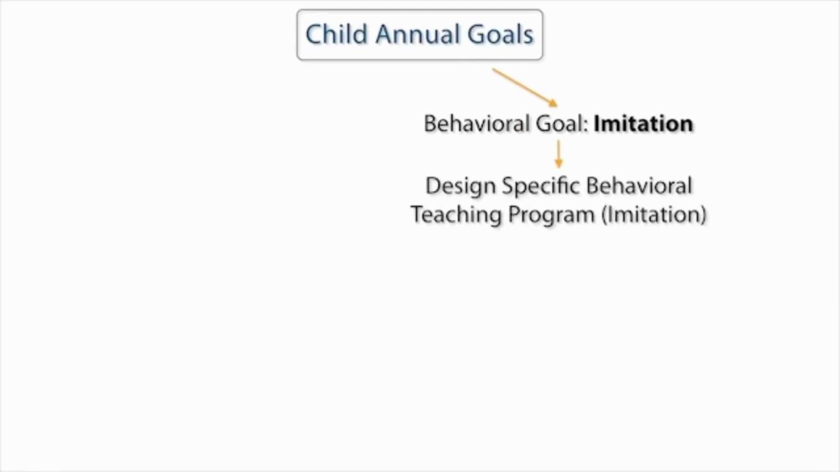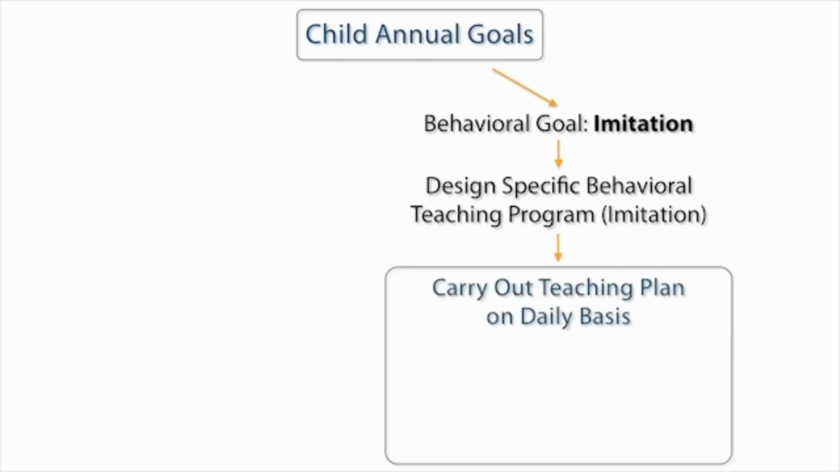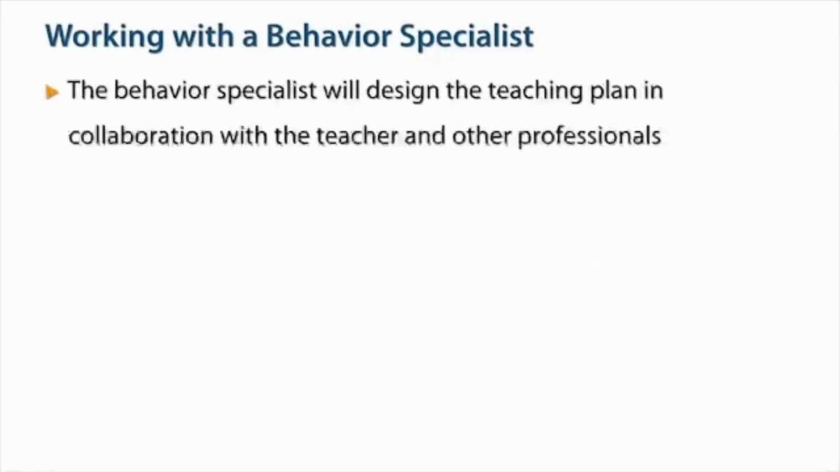First, a very specific behavioral teaching program or plan needs to be designed and written. This plan specifies in much detail everything that must occur each time someone works with this child on imitation skills. Once the plan has been written, someone must carry out the procedures in the plan, and that includes working one-on-one with the child, collecting data during the teaching sessions, graphing the data, and sharing the teaching results. The behavior specialist is responsible for designing the teaching plan in consultation with the teacher or other relevant specialists.